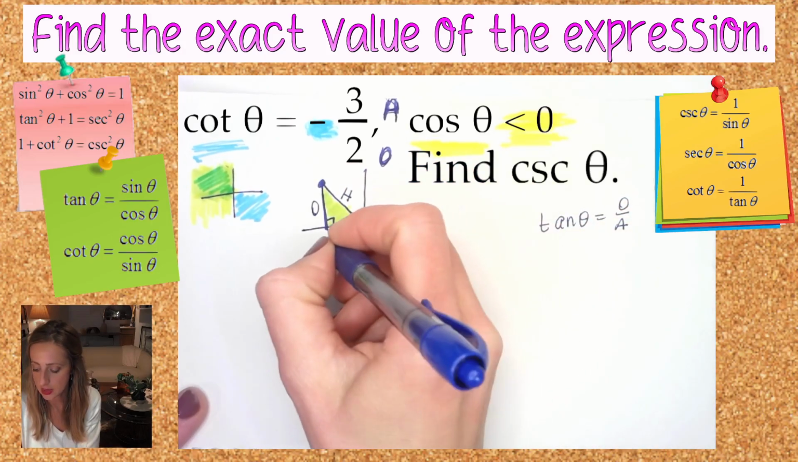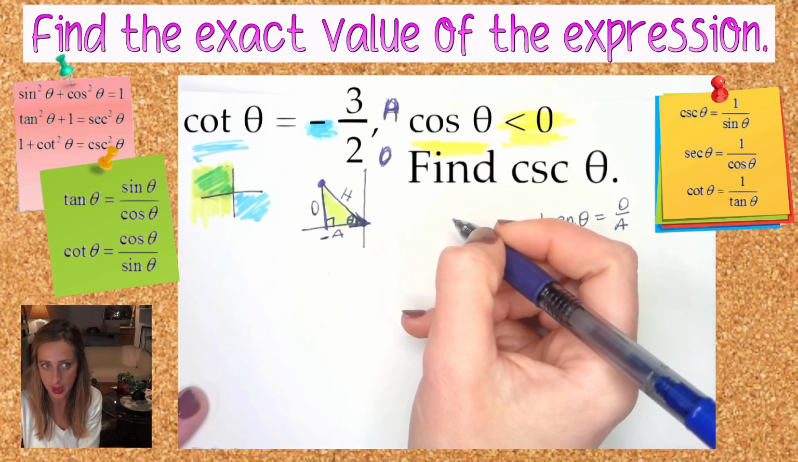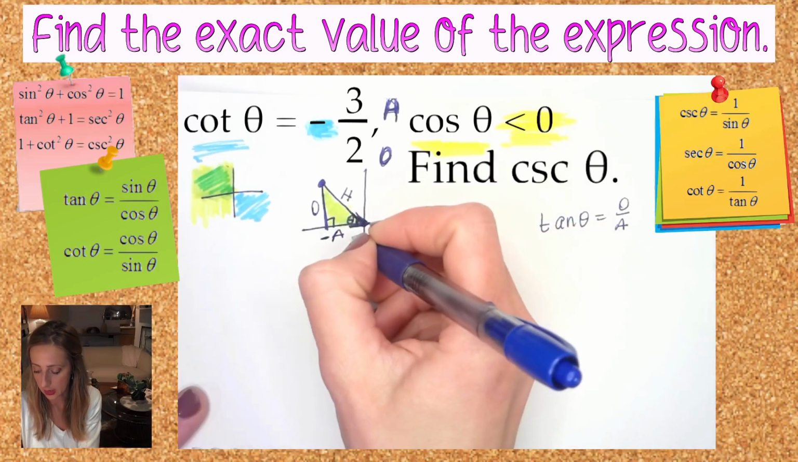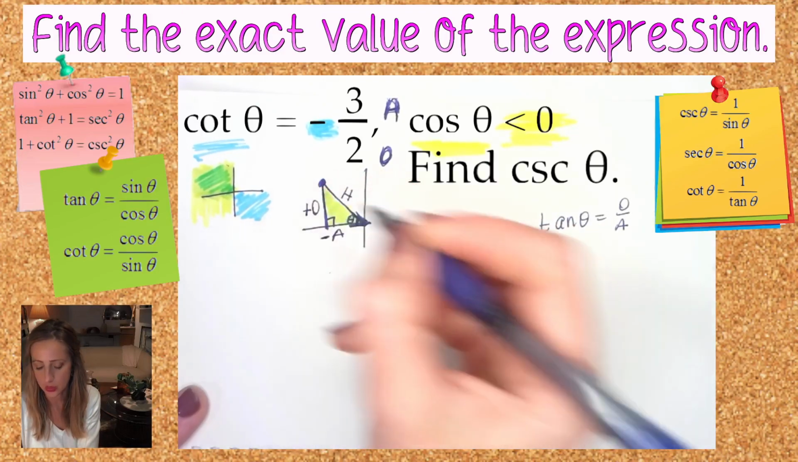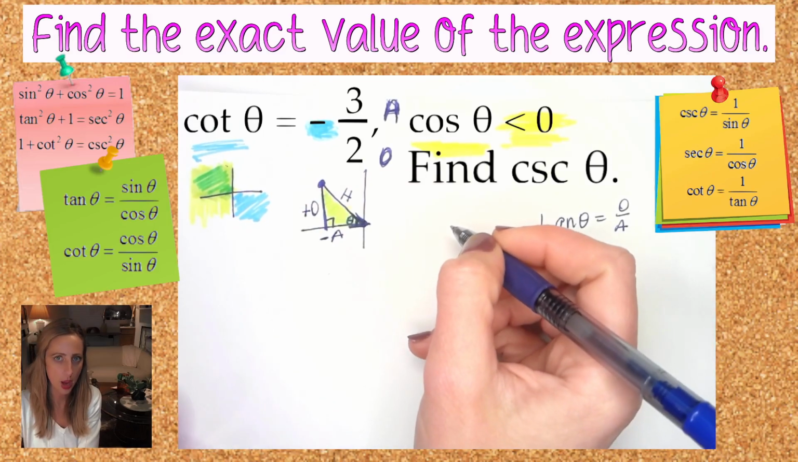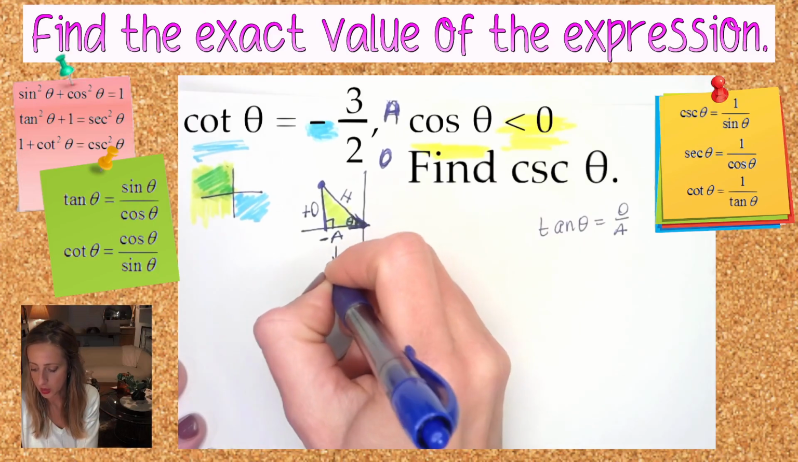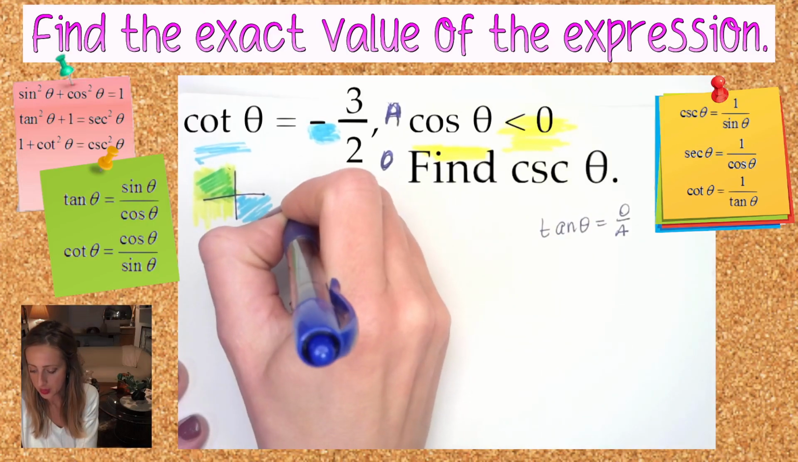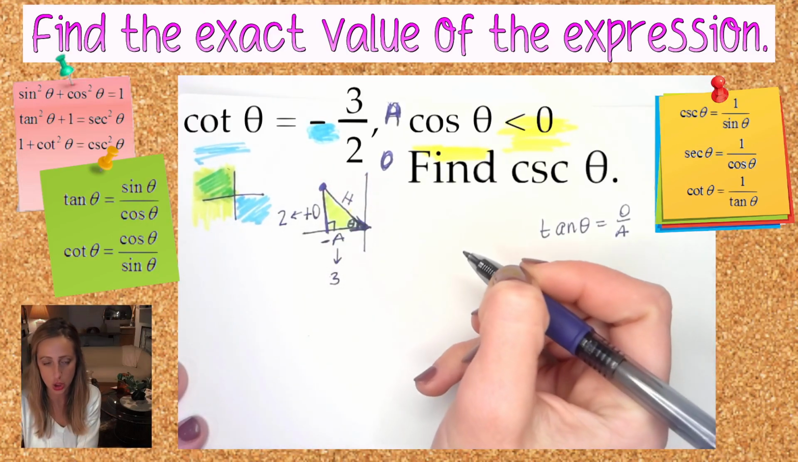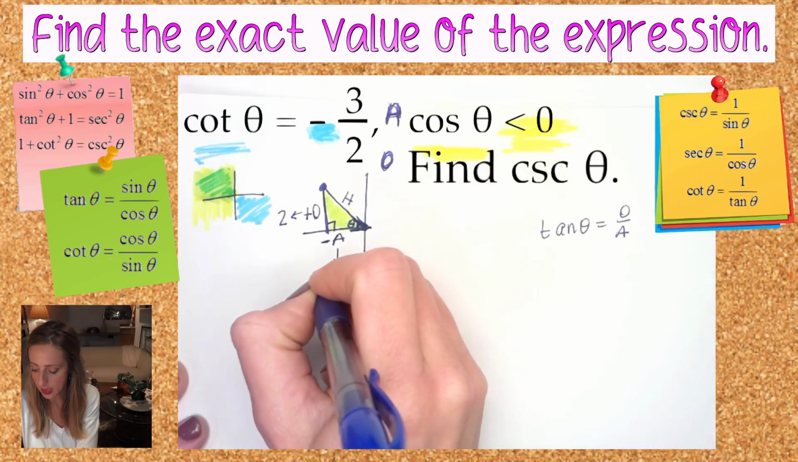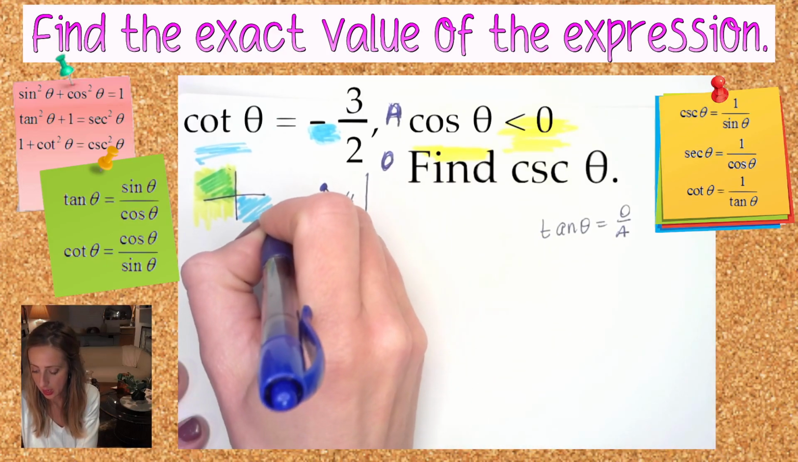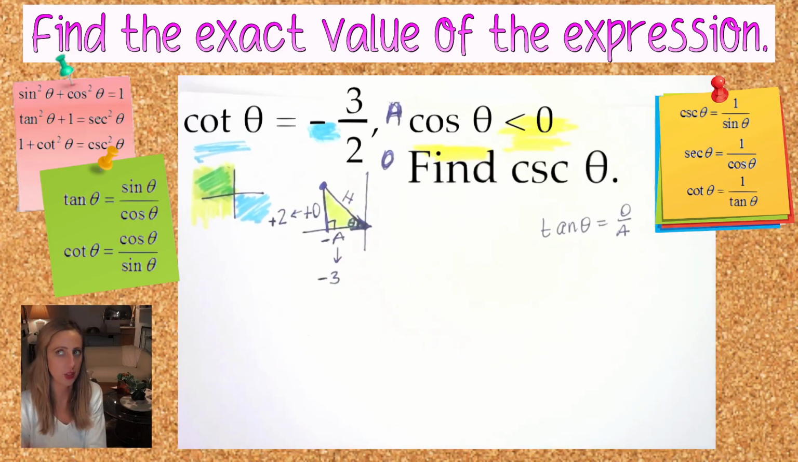Since this adjacent is going to the left, it's going to be negative. The opposite's going up, so that's going to be positive. The hypotenuse is always positive. The adjacent is going to correspond with the 3, and the opposite is going to correspond with the 2. Again, that negative will go with this side right there, and the other one is positive. They can't both be negative because a negative over a negative is positive, so that wouldn't make any sense.